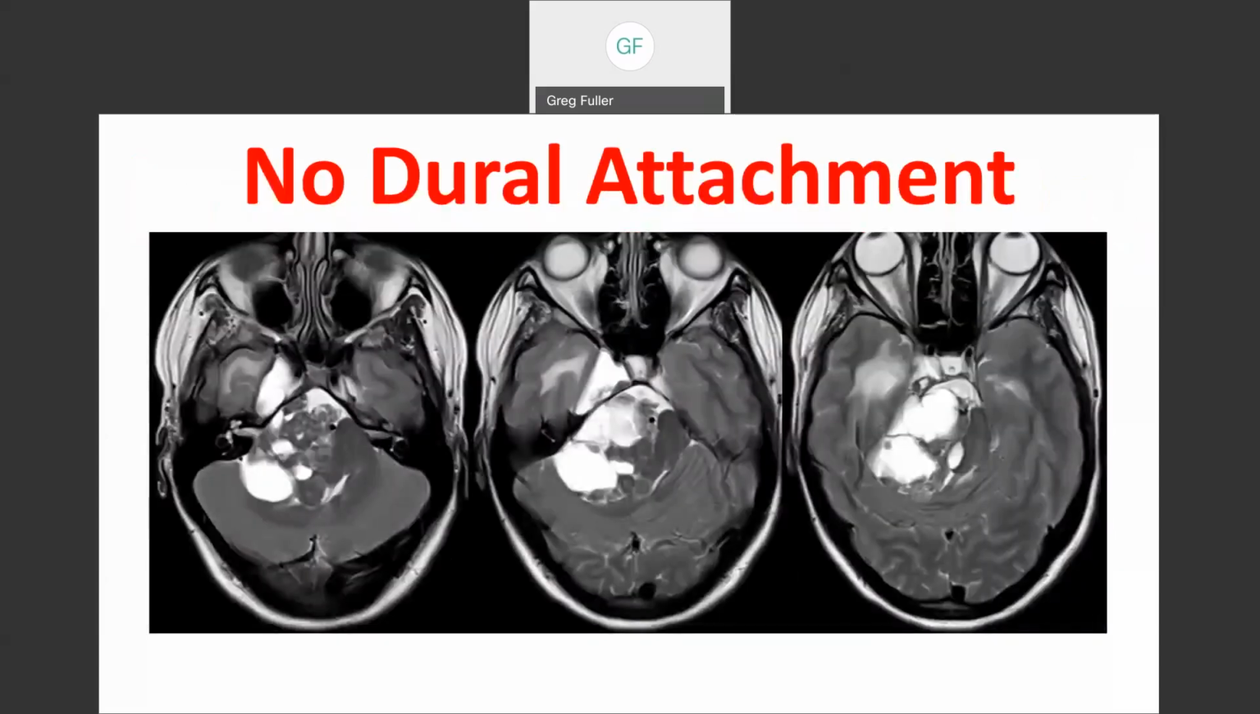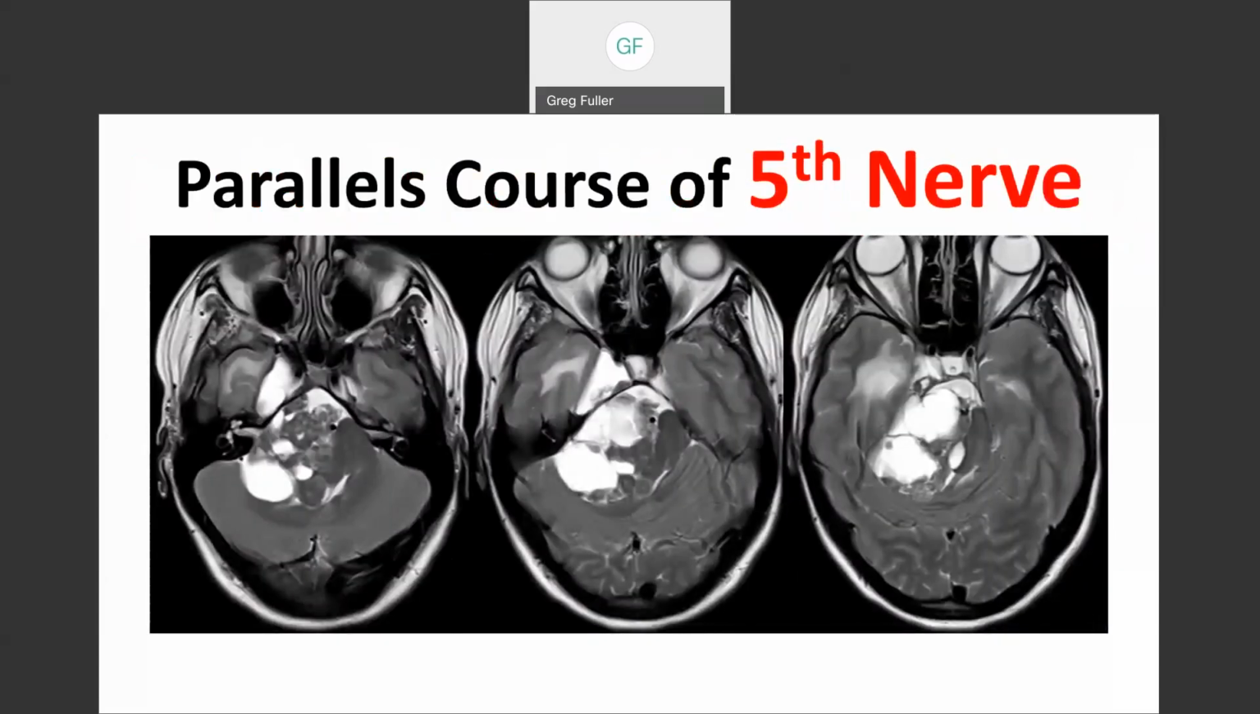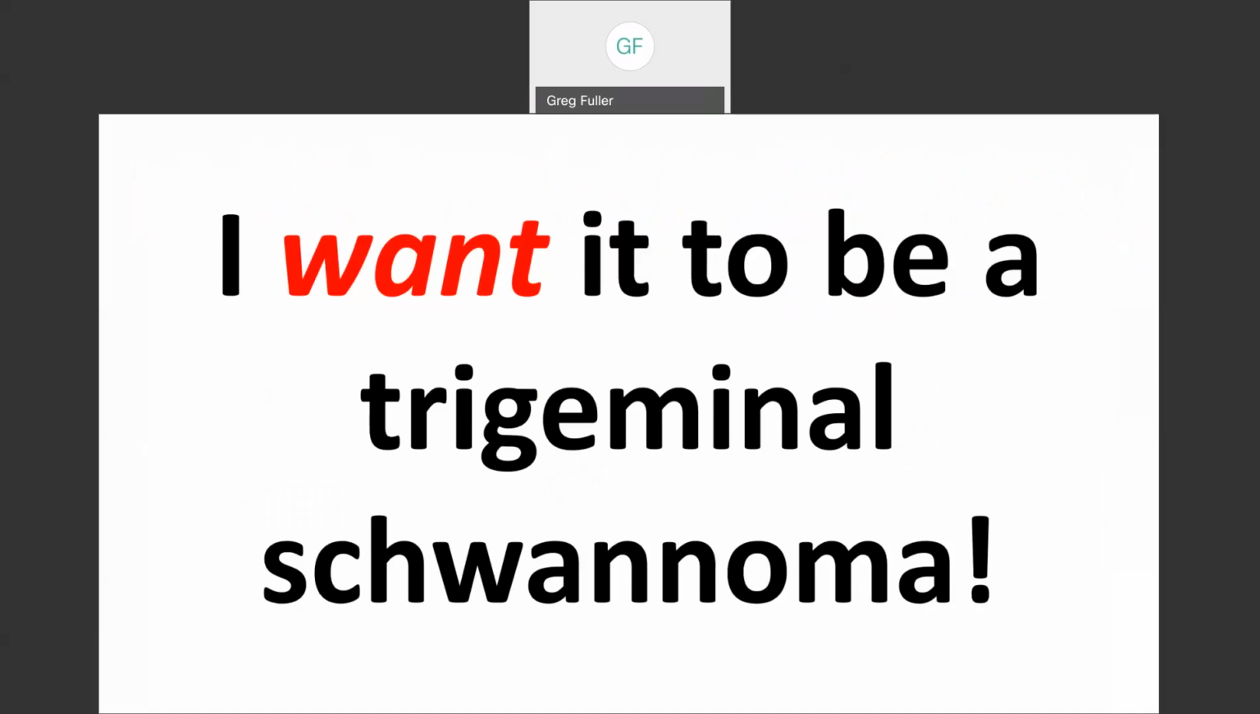Okay, no dural attachment. Yes. It parallels the course of the fifth nerve. Come on, I want this to be a trigeminal schwannoma. I really want it to be. I don't want to hear about the patient's symptoms. I don't want to hear about the histology. I want to look at the imaging, and I want to make this a big trigeminal schwannoma, and I'm going to report it as a giant trigeminal schwannoma.